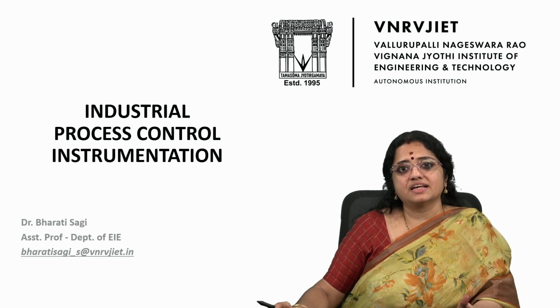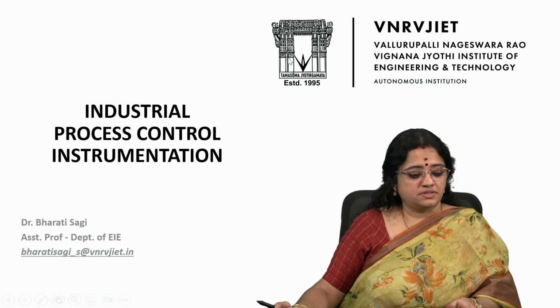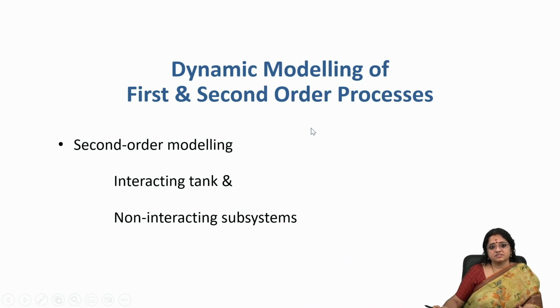So in the last class we have discussed modeling of first order systems. Today we will continue the topic towards second order systems. In the dynamic modeling of first and second order systems, we have already seen what problems are encountered, why we need to model, and how controlling can be attained if you have a model in hand. We already discussed first order system modeling for a simple tank process in the last session, and we will continue the discussion for the second order systems.